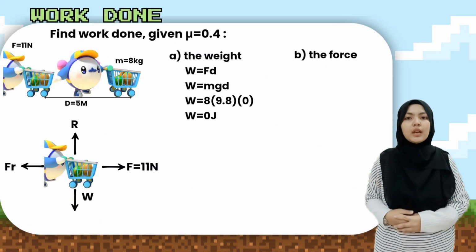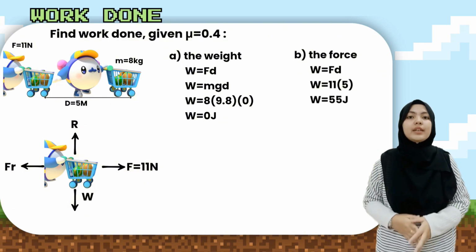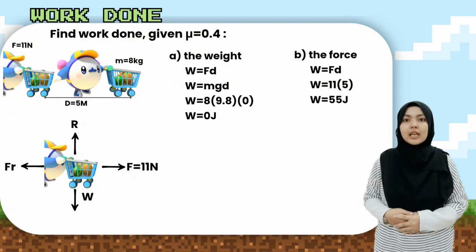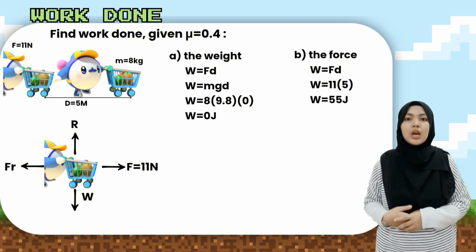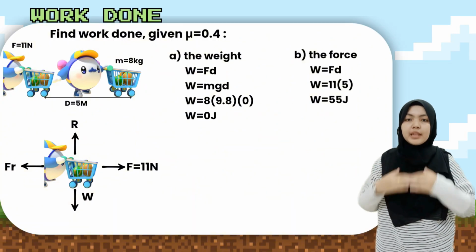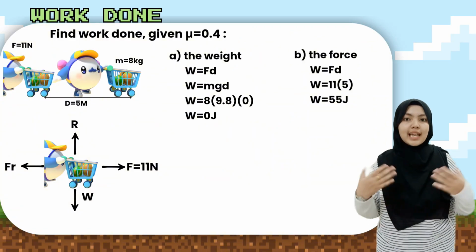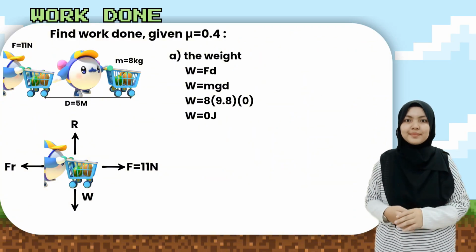Let's move to B, which is work done for force. First, write the formula, which is W equal to Fd. Then insert the information given, which is F equal to 11 Newton, and the distance is 5 meters. So from this, we get that the work done for force is 55 joule.